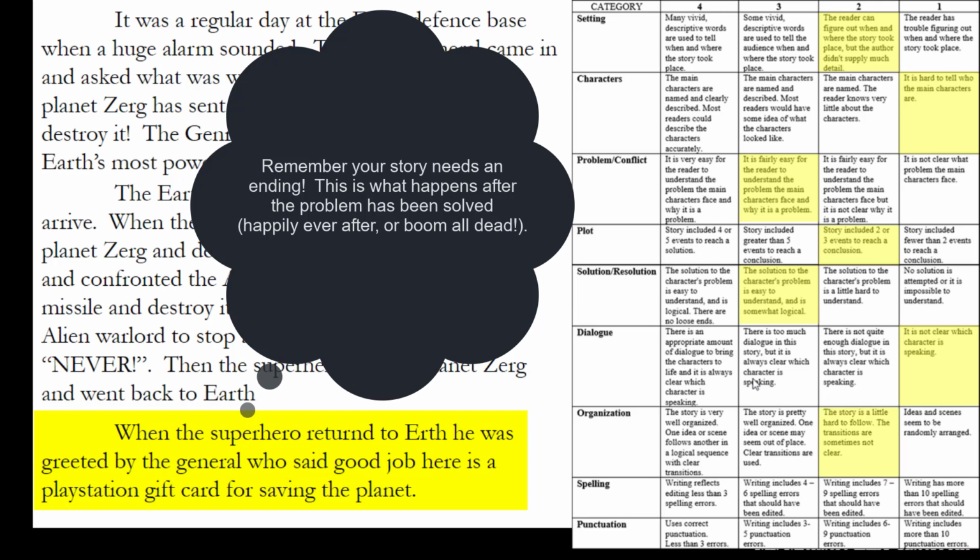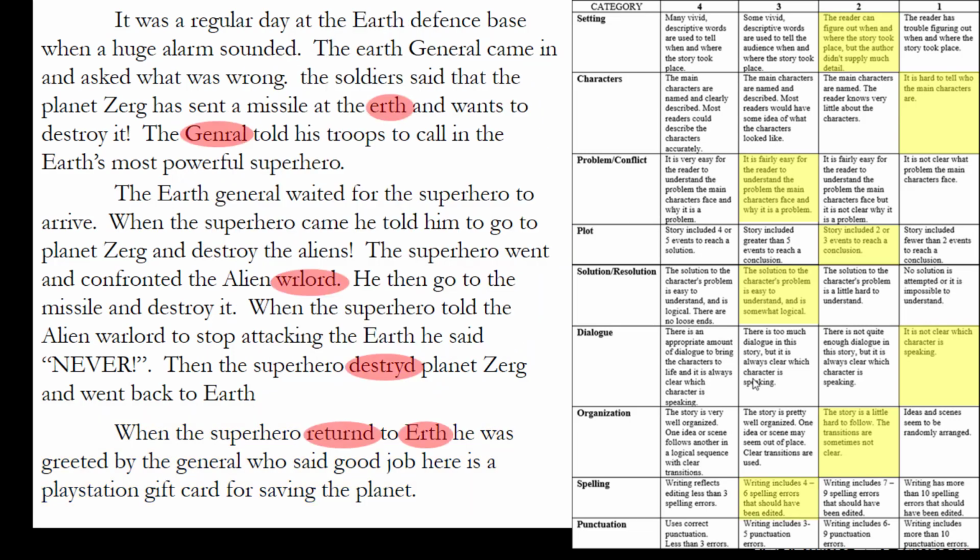Organization, a little bit hard to follow because I got mixed up in my body. Spelling problems, yes. But because I didn't write so much, there's not that many spelling mistakes. And then punctuation, yeah, I made a lot of punctuation errors here. When you look at this, it's a 2. It's a 2 plus. So even this not very good essay is still a 2 or a 2 plus.